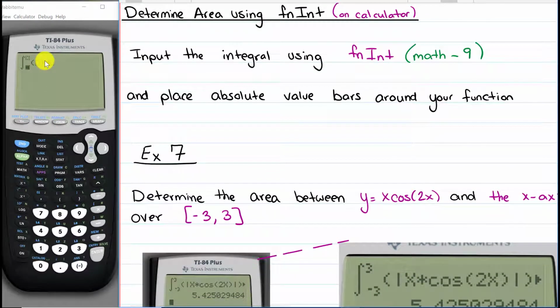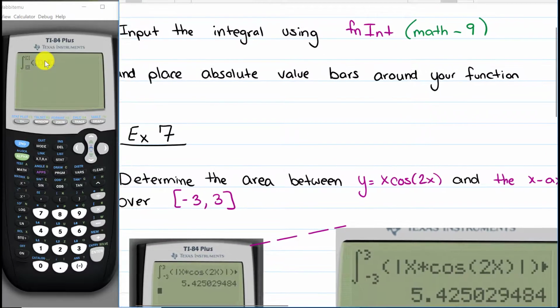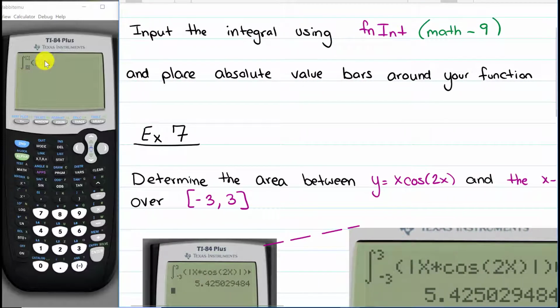What's very important though is that you place absolute value bars around your function in order to only get the positive values of an integral, so that it doesn't subtract off when you're finding total area. So in example 7, we're going to determine the area between y equals cosine of 2x and the x-axis over the interval -3 to 3.